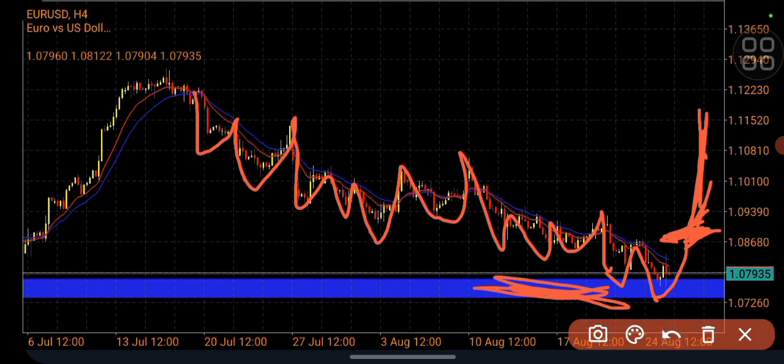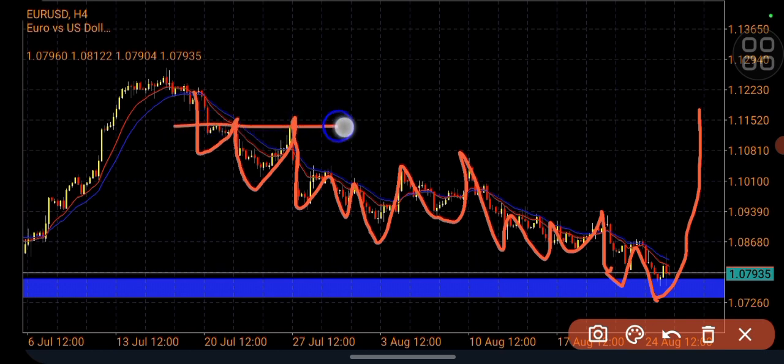But here is what many people will not tell you about. After I drew that, look at what is happening. Now you can see it break, go and touch, and come back. As you can see, it broke here, it became a support. It broke, look at it, support. Then from there it begins to go down and go down. Then here it looks like it wants to create an M pattern.